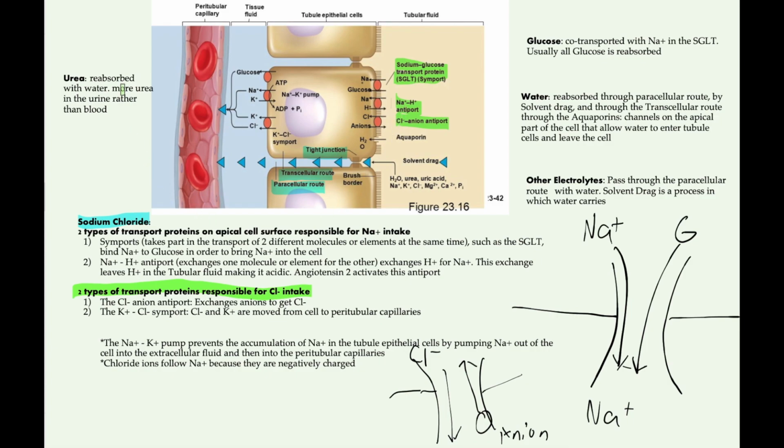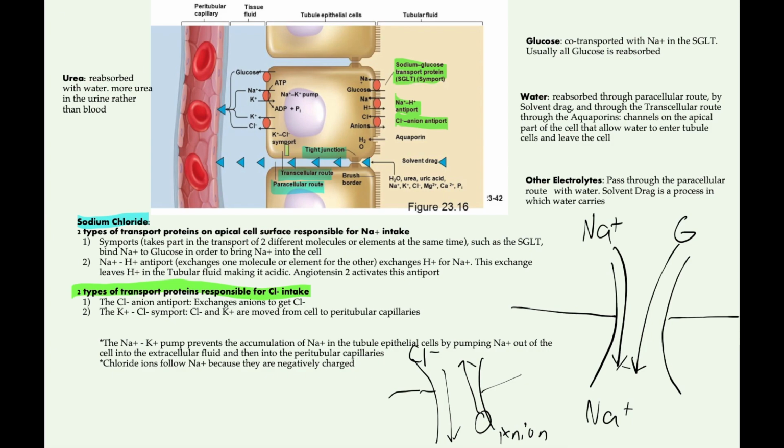SGLT. So now let's talk about the second transport protein responsible for chlorine intake, which is the potassium chlorine symport, which is right over here. And this involves chlorine and potassium moving from the cell to the peritubular capillaries. And as we talked about, a symport takes part in the transport of two different molecules or elements at the same time. So just think of this as potassium and this as chlorine, and they're just moving together.